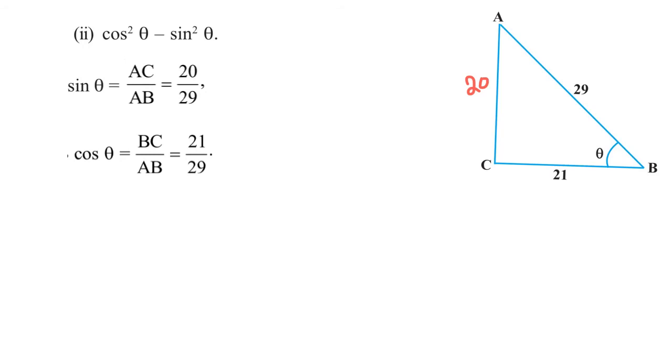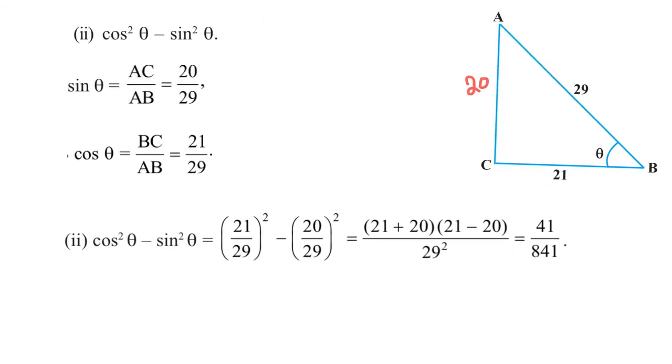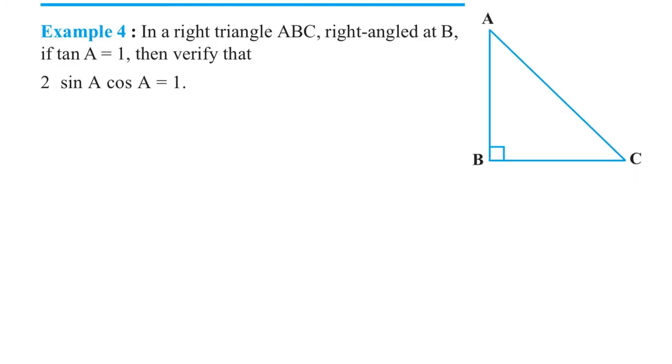Okay, here we go. I'm going to display to you the answer. 3, 2, 1. Cosine squared theta minus sine squared theta is going to be 41 over 841. Just plug in the values, do the calculations, and you get the answer. So when the lengths of the triangles are given, we know how to find out the trigonometric ratios and do various calculations based on these ratios.